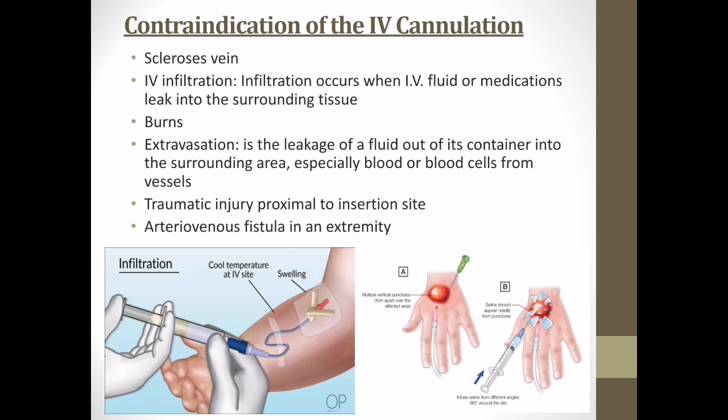What are the contraindications of IV cannulation? The first one is sclerosis of the vein. Sclerosis means hardening of the vein; if there has already been a prick of the IV, there will obviously be hardening of the vein. In this case we cannot pass the IV cannula.